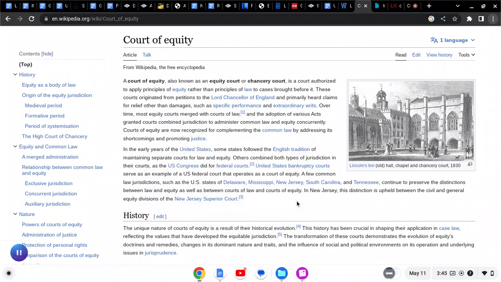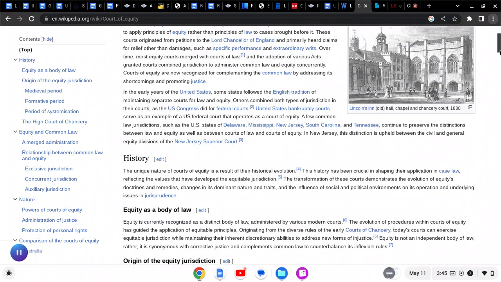If you're interested in learning some more about this, I'm gonna be studying equity a lot more than I have. I'm gonna be testing some of this stuff out down at the local courthouse down here, and I'm gonna come back and let y'all know the outcome of what happened.